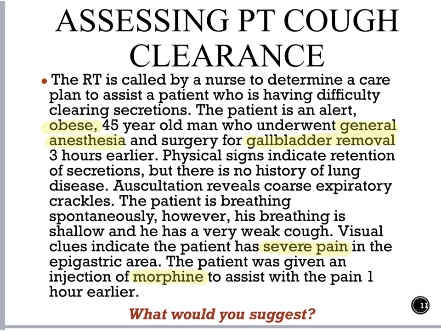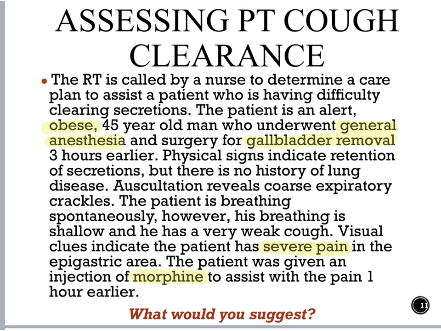Okay. So the patient would be indicated for airway clearance therapy. He needs help moving the secretions and hyperinflation therapy. So an IS. We want him to take big, deep breaths. We haven't gotten to incentive spirometry yet, but we'll get to that soon.